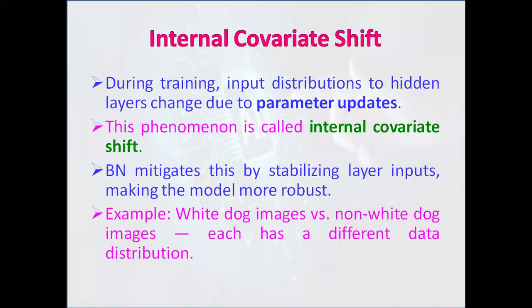Batch normalization addresses this problem by stabilizing the inputs to each layer, thereby reducing the effort needed by each layer to adapt to changing inputs. This stabilization is especially important in deep networks where layer wise fluctuations can greatly hinder training performance.